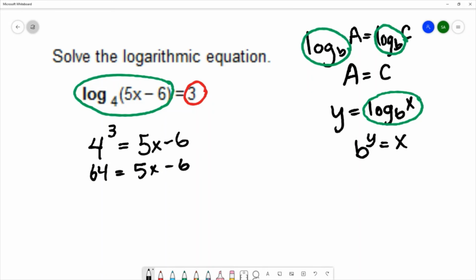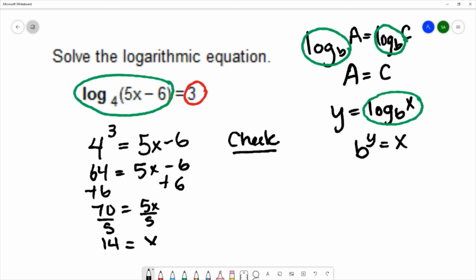We'll solve this equation by getting x by itself. We're going to add 6 to both sides. That gives me 70 equals 5x. Then we'll divide both sides by 5 to get x equals 14. So 14 is my proposed solution, and the reason why I say it that way is because with log equations you should check your work every time, and what you're checking for is that the solution that you came up with is in the domain of your log.